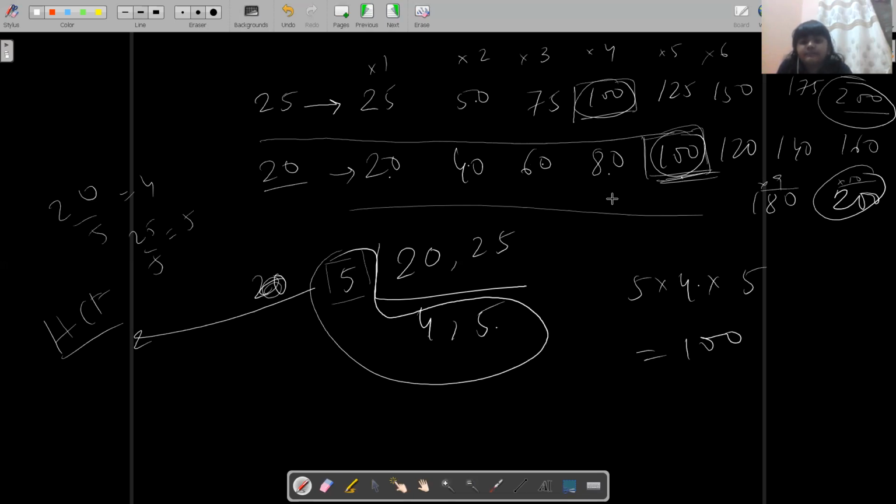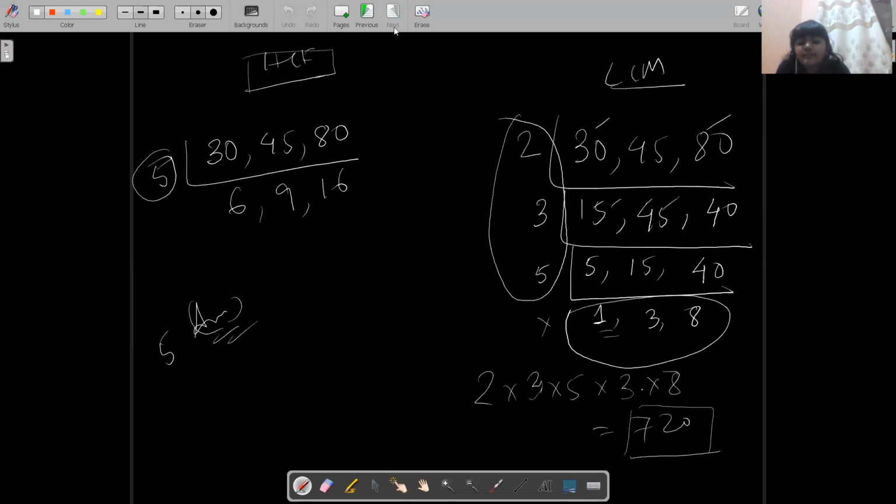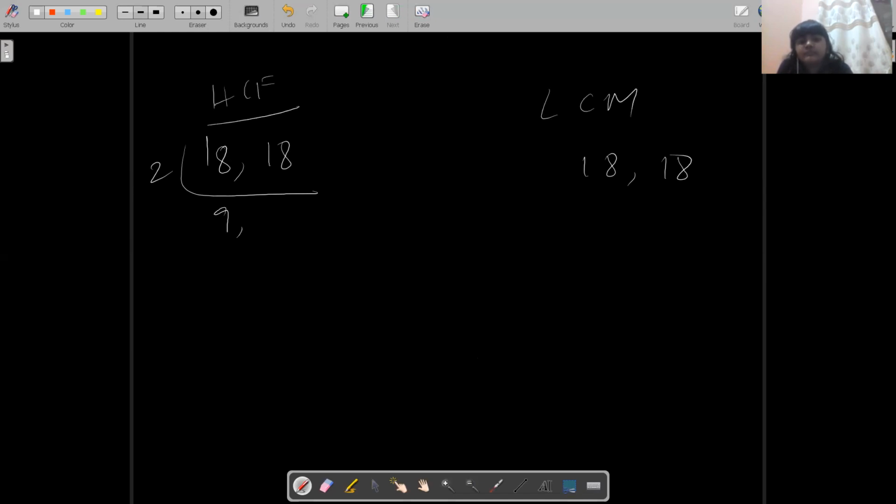So LCM, HCF and factors, is it clear to you right now? Yes, it's clear. Okay. Now one last thing I want to mention. Let's suppose there is a common number like this. I can make the HCF and LCM. So what is the HCF? 2, 9, 9, 3, 3, 3. Then again 3, 1, 1.